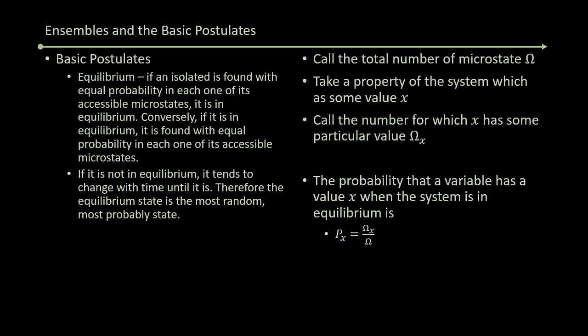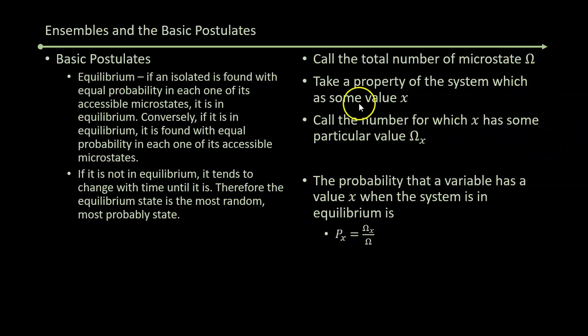So to back up just a little bit, equilibrium is where an isolated system is found with equal probability in each one of its accessible microstates. And the converse is also true. And we call the total number of microstates this symbol omega, right?